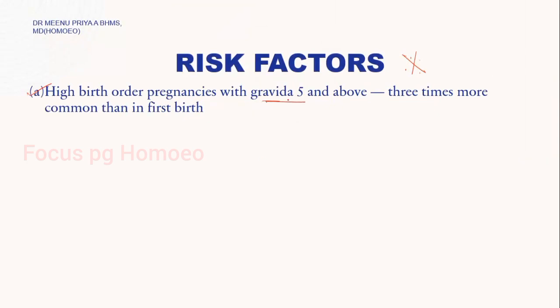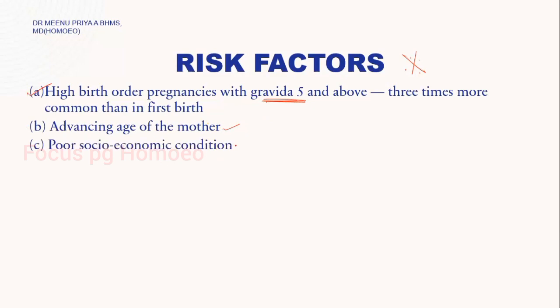If it is more than 5 times, that means multiple times the lady is getting pregnant, and that is one of the risk factors for abruptio placenta. And advancing age of the mother, again, here it is not specific, because in placenta previa it is very specific that more than 35 years. The incidence seems to be more specific for placenta previa. Here it is just advancing age of mother and poor socioeconomic condition.